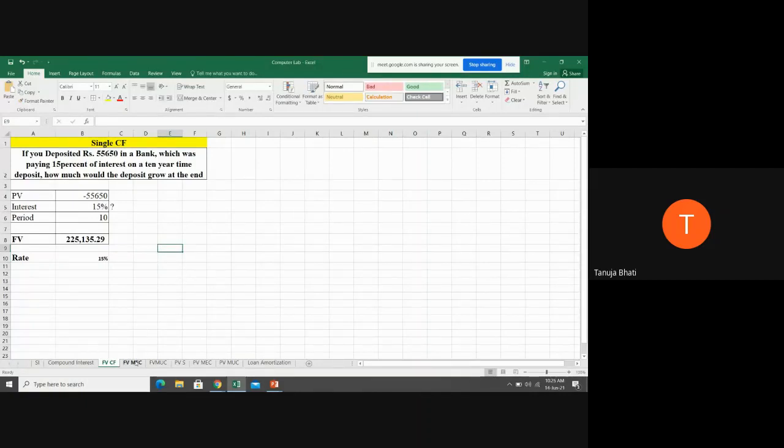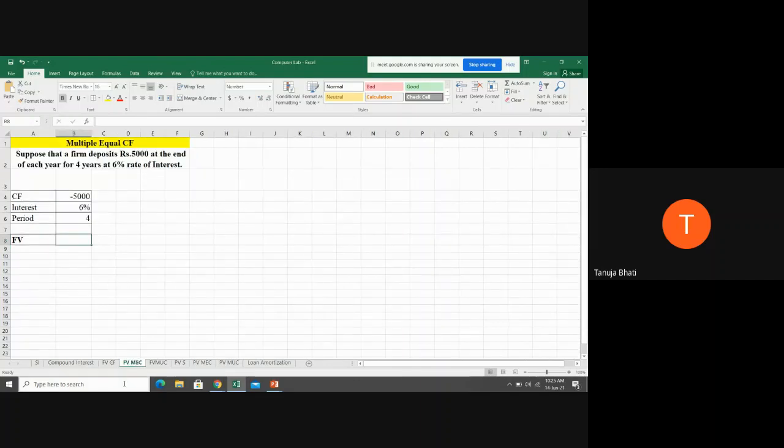Next, let us move ahead to finding out the future value of multiple equal cash flows. Suppose that a firm deposits rupees 5,000 at the end of each year, students. So here PMT is given. Cash flow is given. Present value is not given. For 4 years at 6% rate of interest. So what are we going to do? We are going to use Excel to calculate the future value, which is nothing but equals to FV.